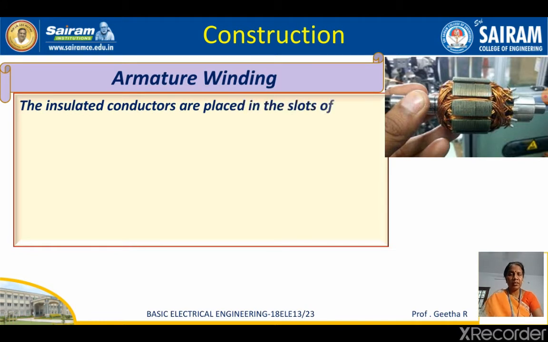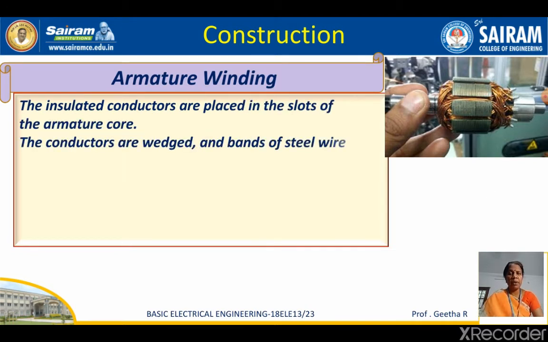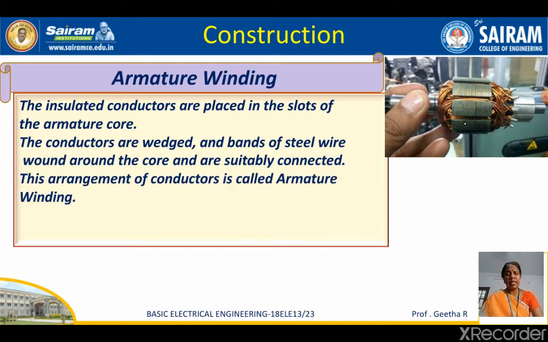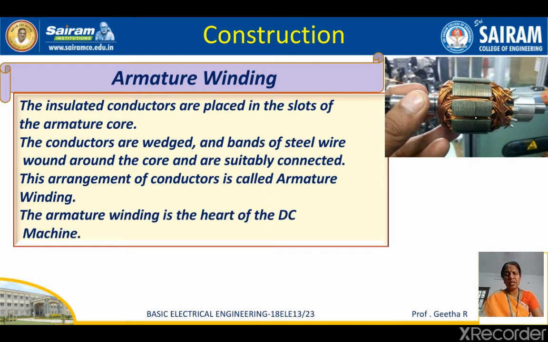Armature winding. You can see here this with the gold color. This is nothing but the copper winding. The armature winding is wound on the armature core, and the insulated conductors are placed in the slots of the armature core. The conductors are wedged and bands of steel wire wound around the core and are suitably connected. This arrangement of conductors is called armature winding. The armature winding is the heart of the DC machine, from where we are going to collect the current.